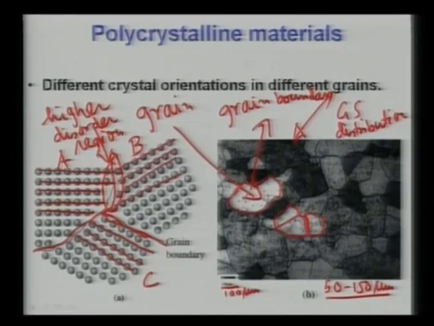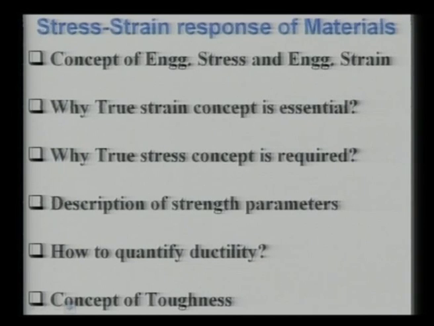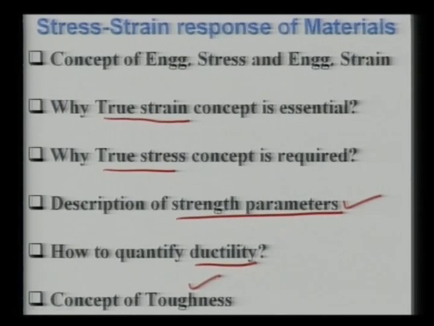Now in the next few slides I will go through quickly the concept of engineering stress and engineering strain. This set of slides, which I will be showing in the next several minutes, is essential to understand the typical mechanical behavior or mechanical properties of materials. First will be the concept of engineering stress and engineering strain, and how the true strain and true stress concepts are also required. Then the description of the strength parameters, how the strength property or load bearing capability of materials can be described, how to quantify ductility, and what the concept of toughness is. All these concepts will be discussed one by one.